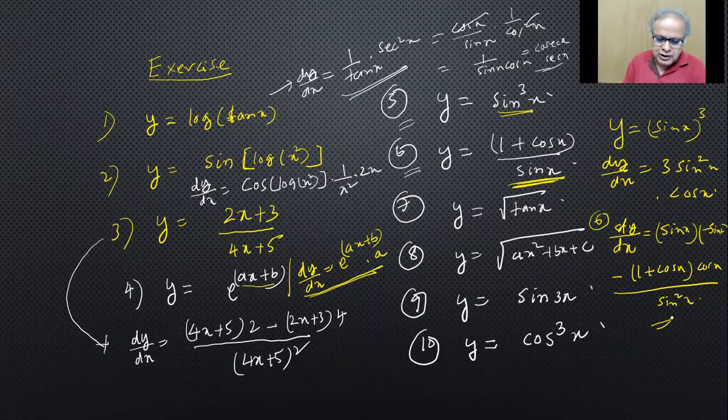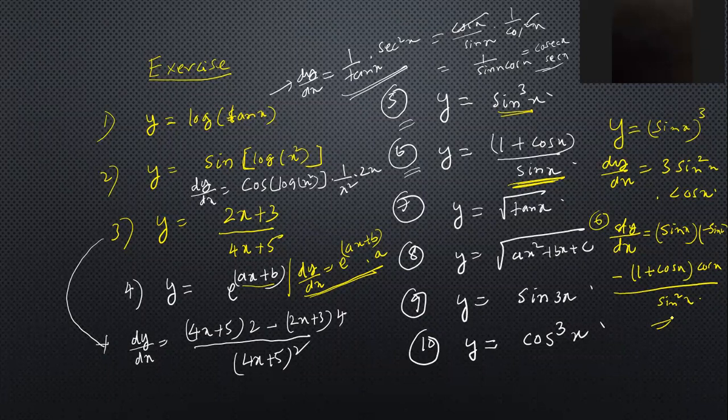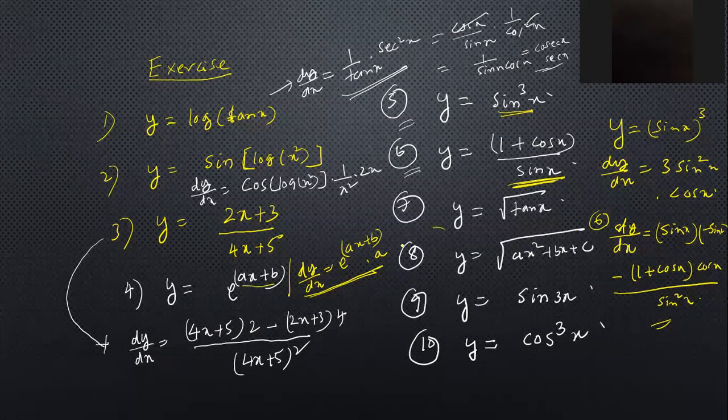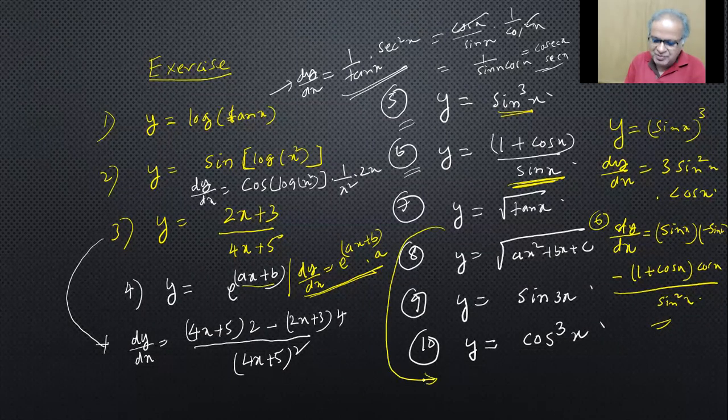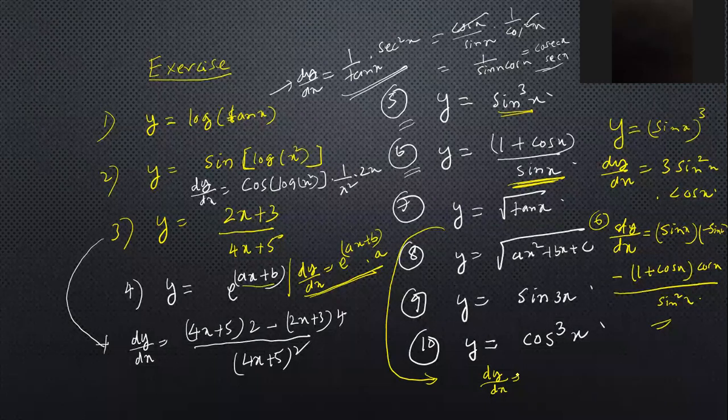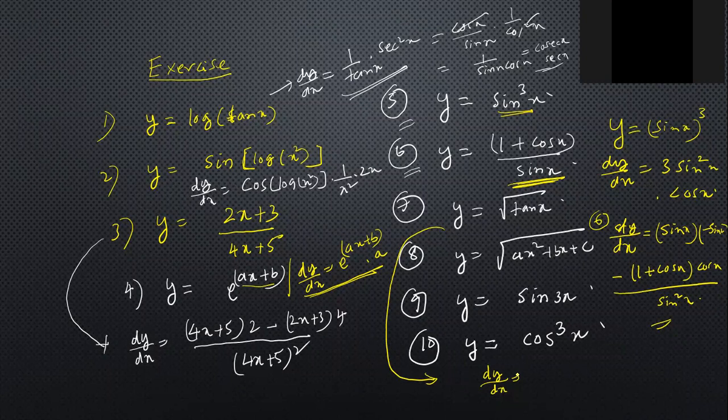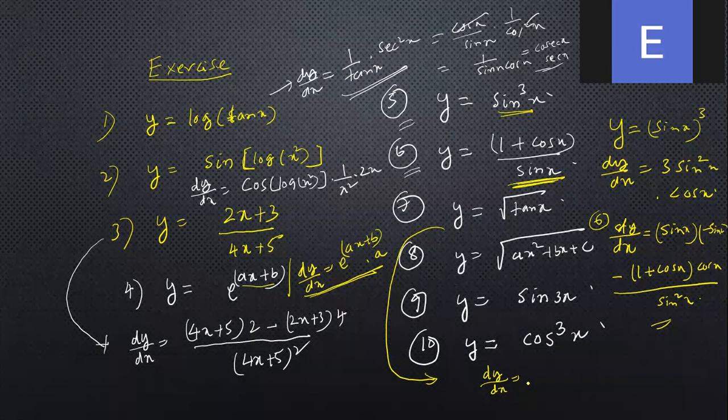Now, sir, the seventh one: secant square x by 4 root of x tan x. Srivalli, you just barged in. Okay, tell me, dy by dx equals. Tell me how to write. Root of tan x. Sir, can I try? Tan x to the power minus 1 by 2.